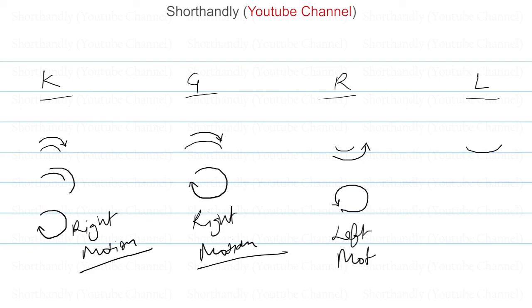Now with this one, again the same thing is happening. The character is moving in the left motion. If we extend this R character like this, we will see that it's going in the left motion. So this one we will again call a left motion character. That was all about the writing motion.